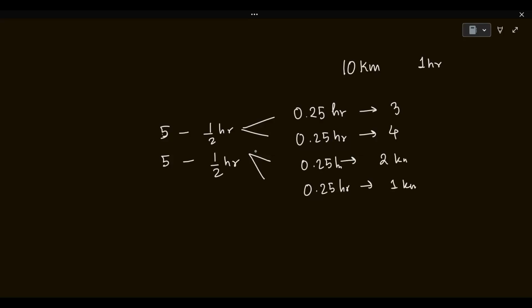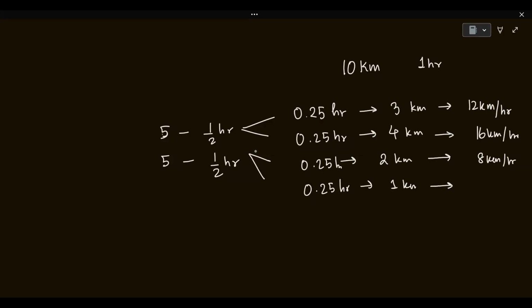Now this gives us a better picture of how the body was traveling. So for the first quarter of an hour, that's the first 15 minutes, he was traveling at 12 kilometers per hour. Yes or no, guys? 3 divided by 0.25 is what? 12 kilometer per hour. Next is 4 divided by 0.25, which is 16 kilometer per hour. Next, in here, he was traveling 8 kilometer per hour.